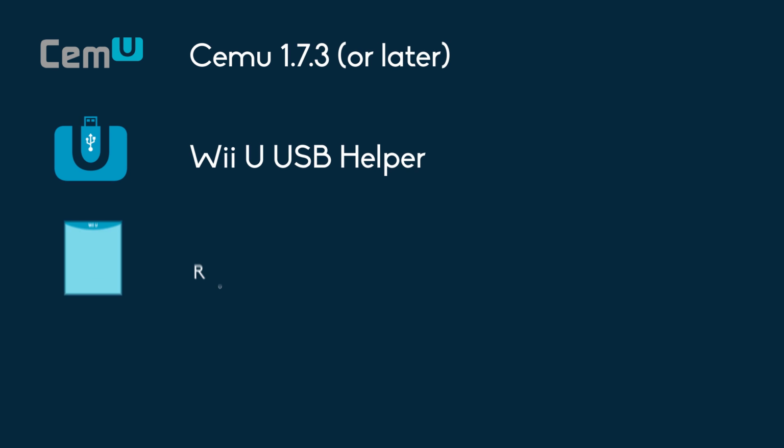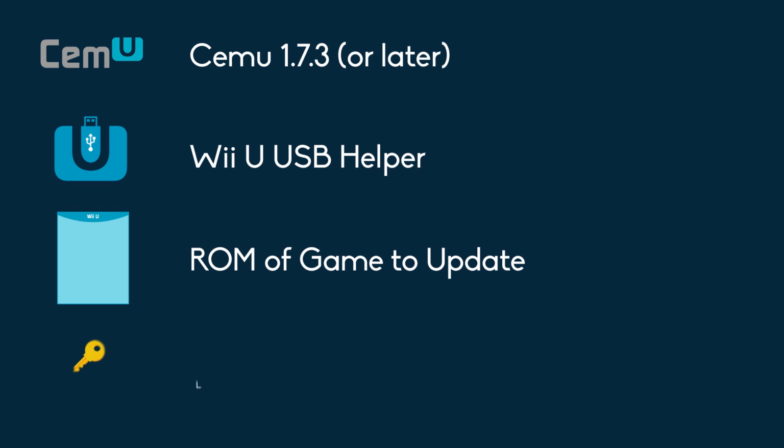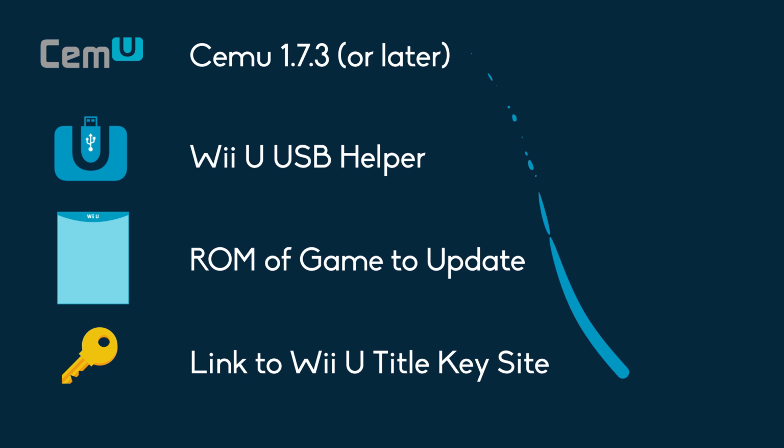To do this, you're only going to need Cemu 1.7.3 or later, Wii U USB Helper, the ROM of whatever game you want to update, and a link to a title key site for Wii U games. Unfortunately, I can't link that site in the description, but it will be the first result if you Google Wii U title keys. I will have the link to everything else in the description.